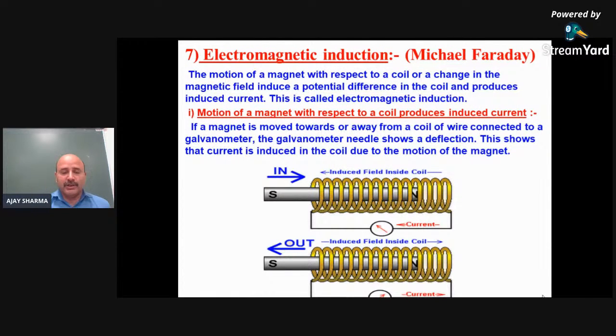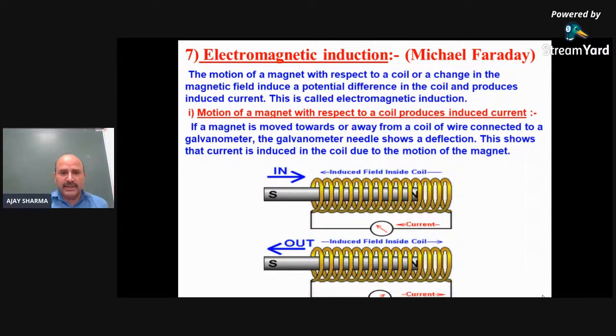You can see this, Yogesh, very clearly in the first and second diagrams, that I am just doing one thing. I am just moving a magnet. I am either moving the magnet close to the coil, or I am taking the magnet out of the coil or away from the coil.